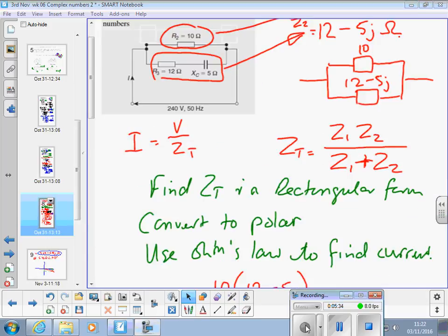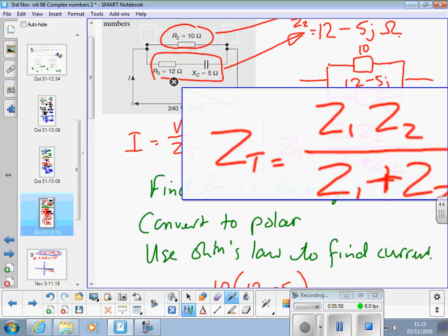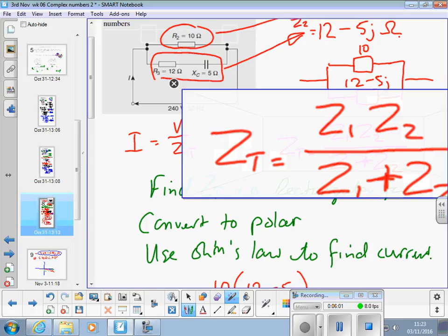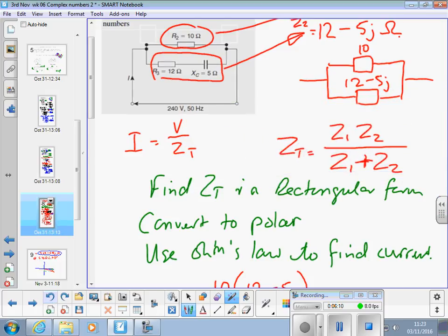So just to sum that question up for the video, we've got a capacitive part of the circuit there, 12 minus 5J in series, and that's in parallel with a resistor, so we've effectively got that circuit. This is one of the formulas for calculating parallel impedance. So that's calculating the combination of those two impedances together.